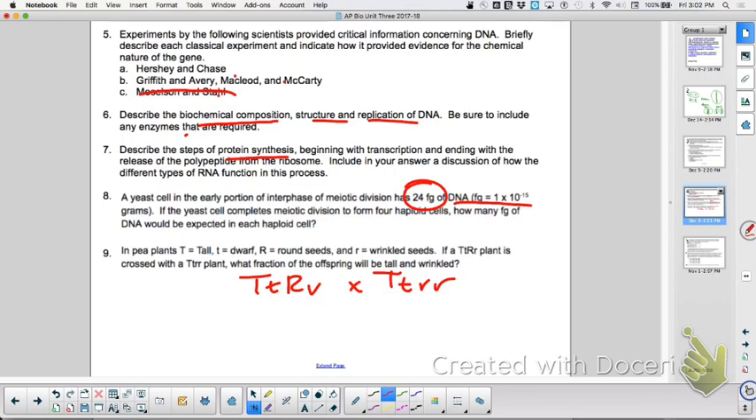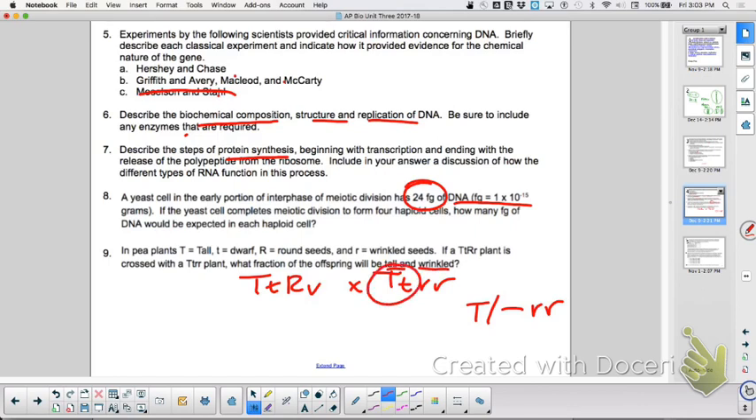What offspring will be tall and wrinkled? Can you give me the genotype of tall? Big T, anything, and wrinkled? Little r, little r. Do you agree with that? Yes. Do you see the question I'm reading? Tall and wrinkled? Yeah. Okay.